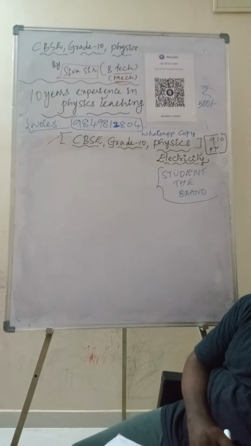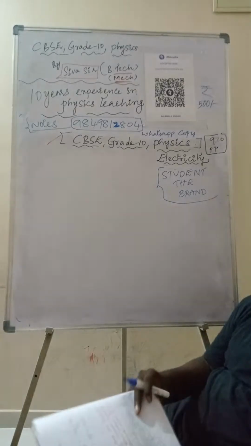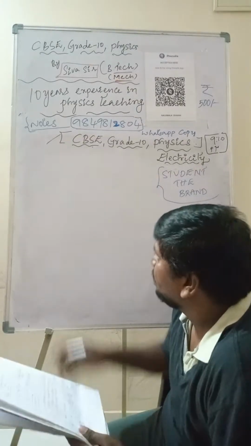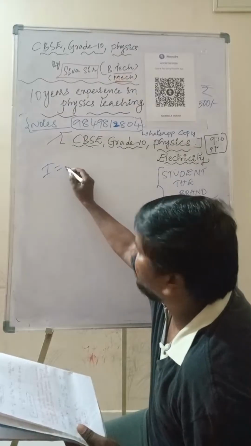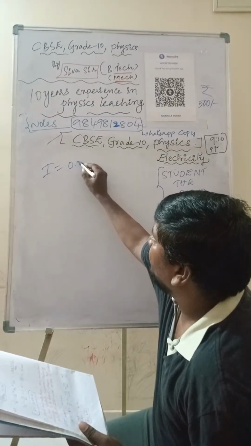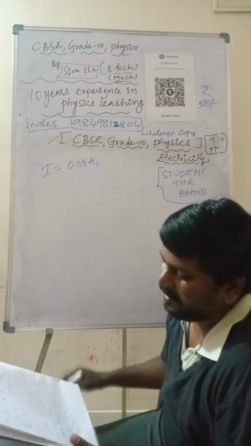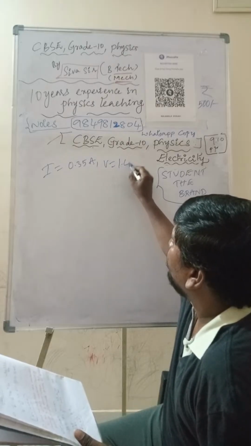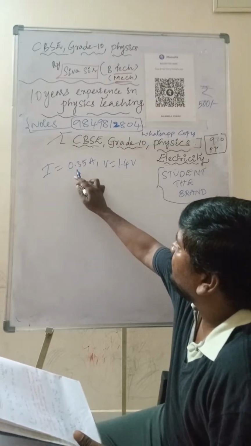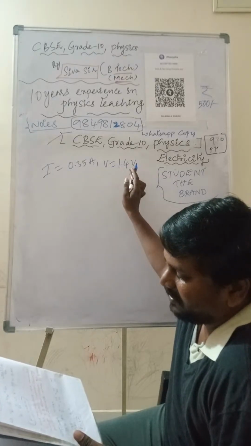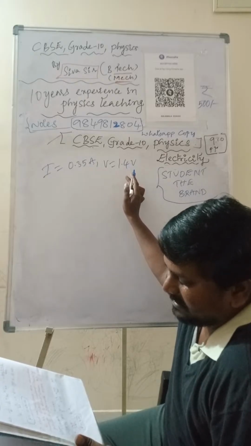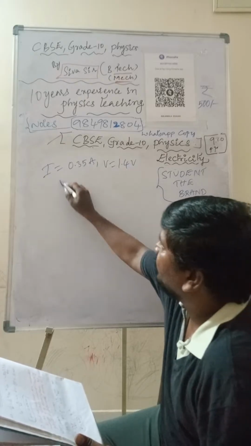Next question. Find the resistance of a conductor if the electric current flowing through it is 0.35 ampere when the potential difference across it is 1.4 volts. So current is 0.35, potential difference is 1.4 volts, and we have to find out the resistance.